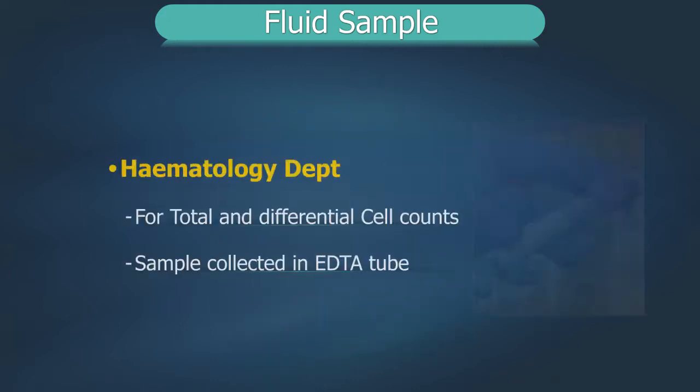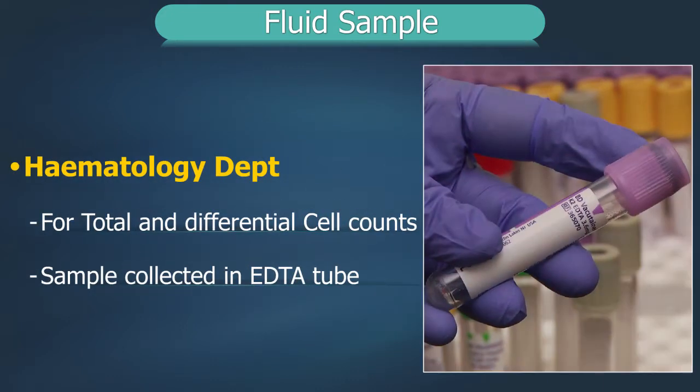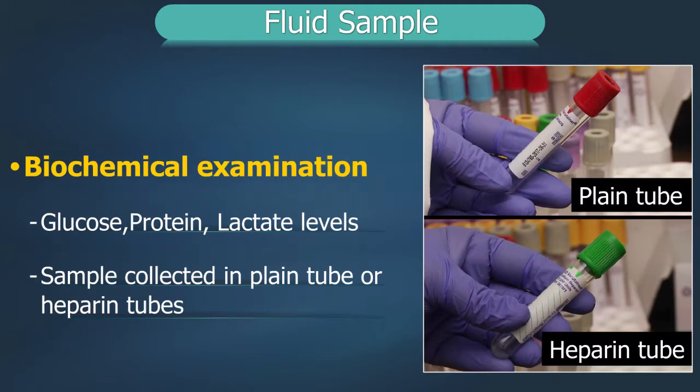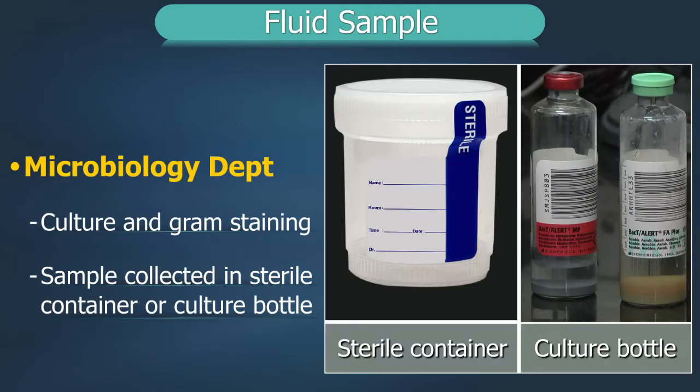When the fluid sample is received in the laboratory, it needs to be sent to different departments for testing. The hematology department for total and differential cell count. The sample here is collected in an EDTA tube. Biochemistry examination for glucose, protein, lactate levels, etc. The sample is collected in a plain tube or heparin tube.